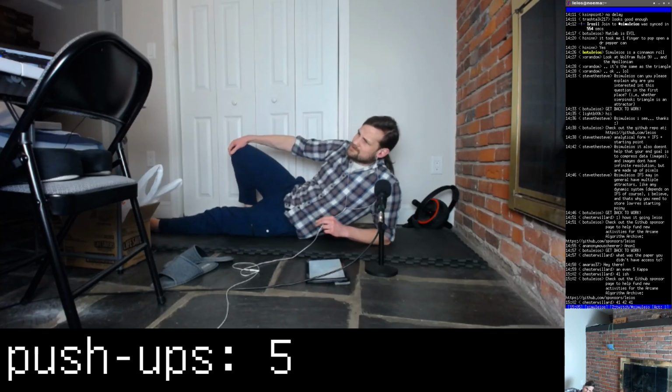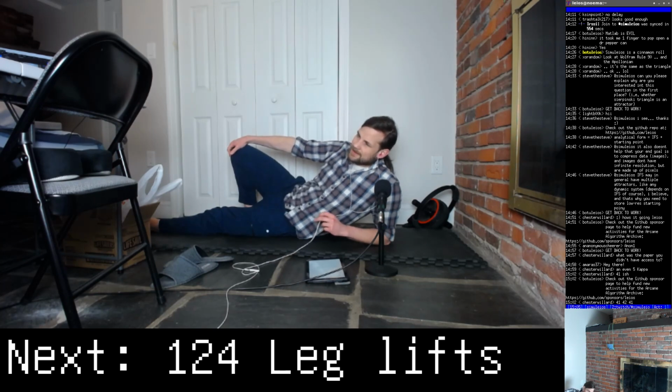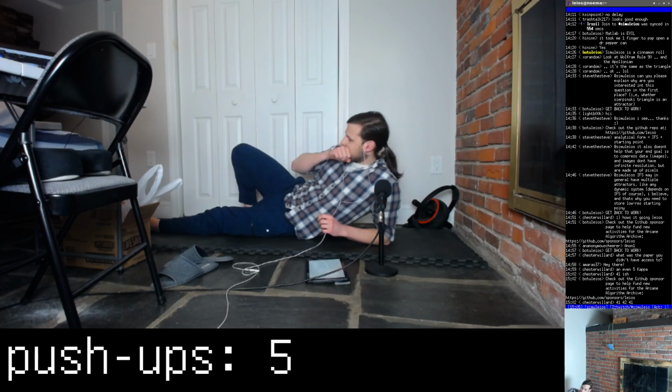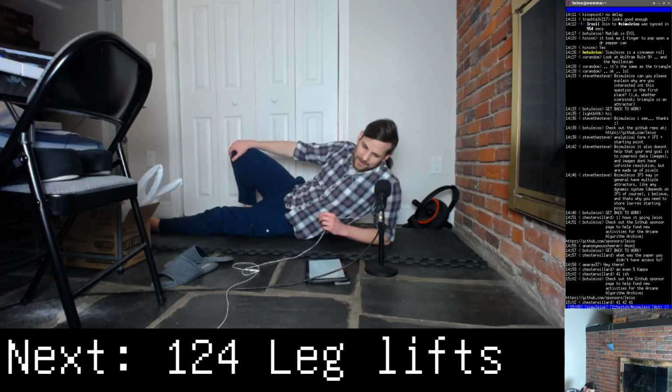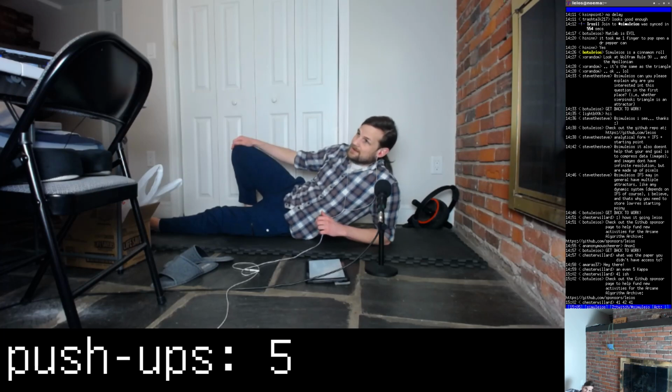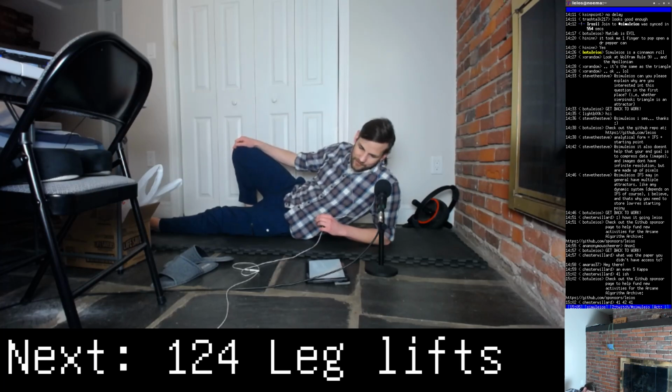Leg lifts are one of those things that I feel like should work more than they do. Sorry, I have one of my friends who says leg lifts are his least favorite leg exercise. But for me, it's fine. I've never really struggled with them before.